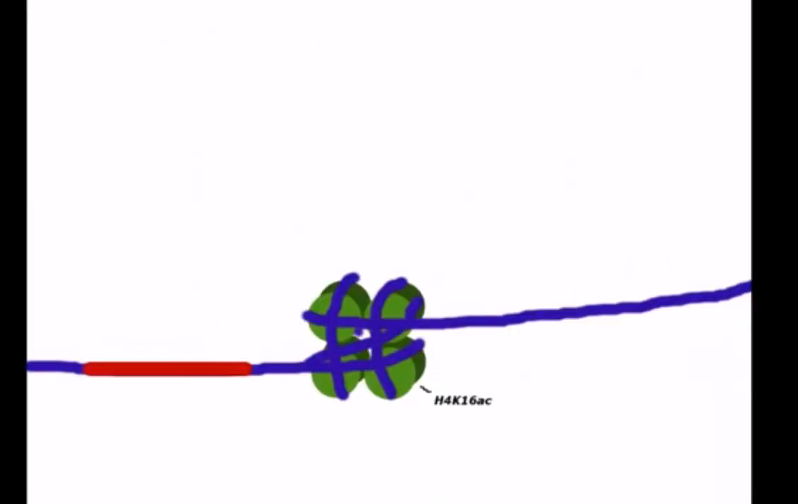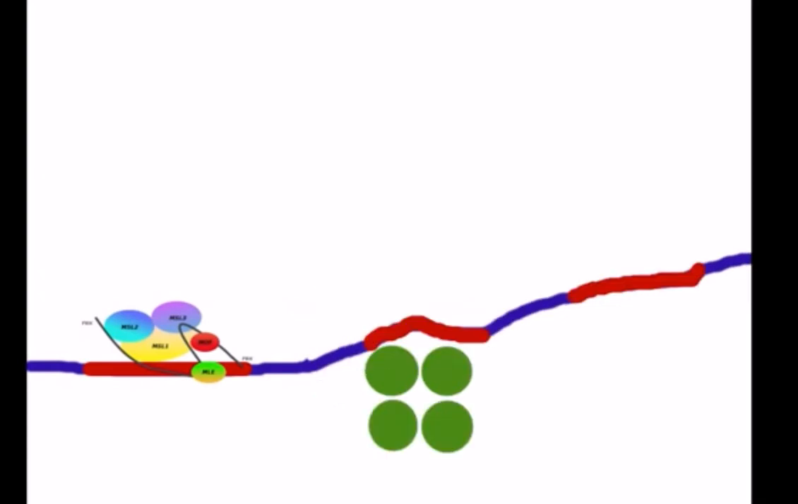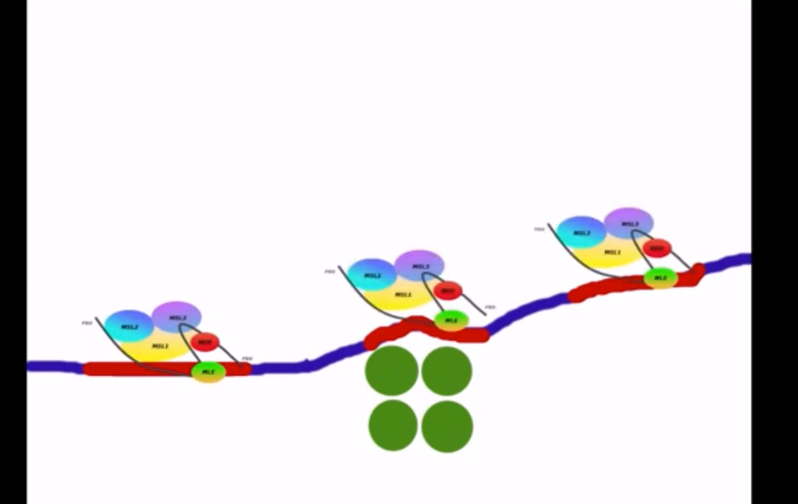Secondly, modifications to the DNA caused by the MSL complex may allow it to spread across the chromosome. When MSL binds to the DNA, it causes acetylation of histone protein H4K16AC, which then allows MSL to access low affinity binding sites. This is supported by the fact that MOF causes acetylation in nearby nucleosomes.